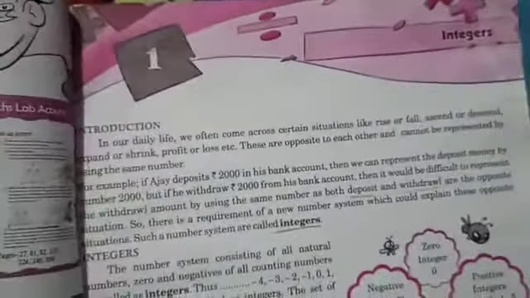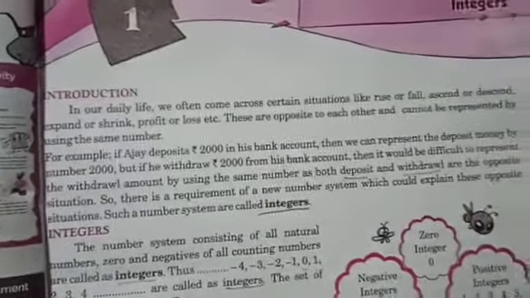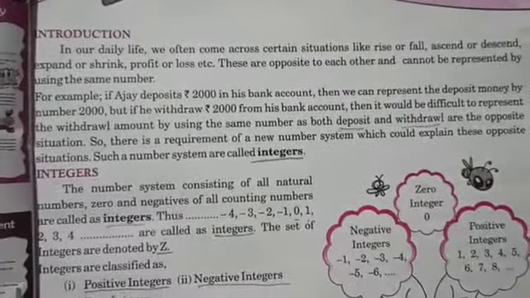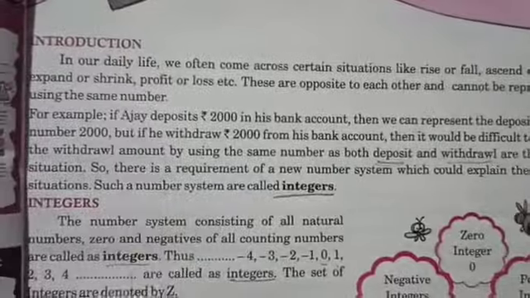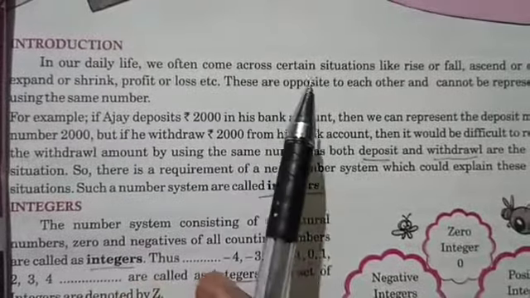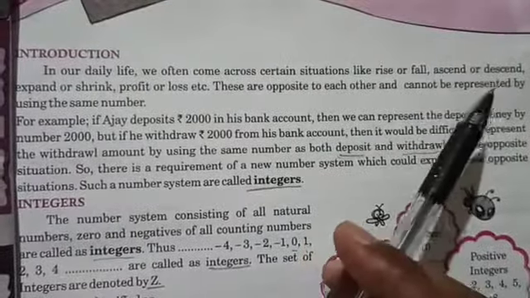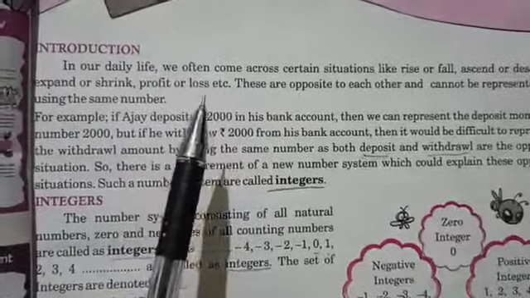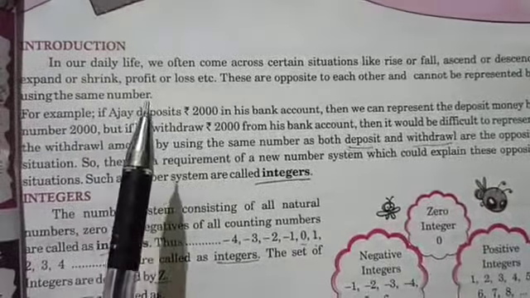Today we are going to start chapter 1, that is integers. What is an integer? Now, introduction. In our daily life, we often come across certain situations like rise or fall, ascend or descend, increase or decrease, expand or shrink, profit or loss. These are opposite to each other and cannot be represented by using the same number.